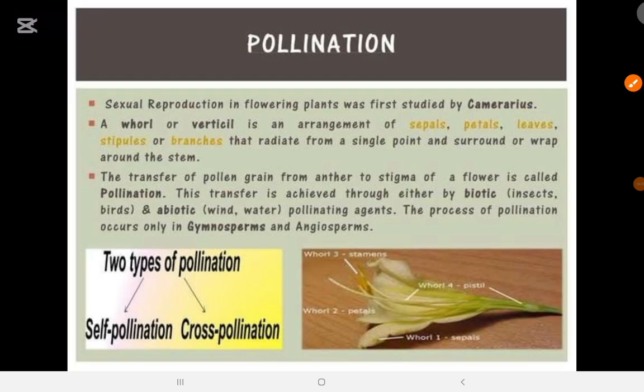All right. Now let's talk about pollination. Sexual reproduction in flowering plants was first studied by Camerarius. That is just a brief history of the whole process. He found that a whorl, or verticil, is an arrangement of sepals, petals, leaves, stipules, or branches that radiate from a single point and surround or wrap around the stem.